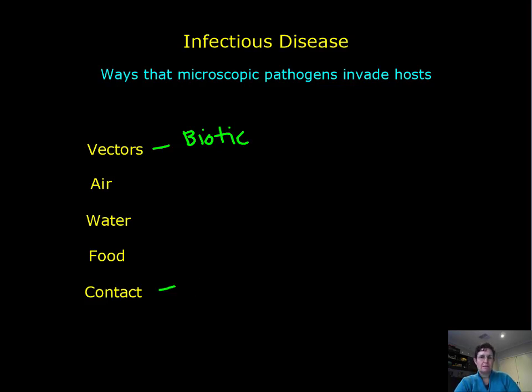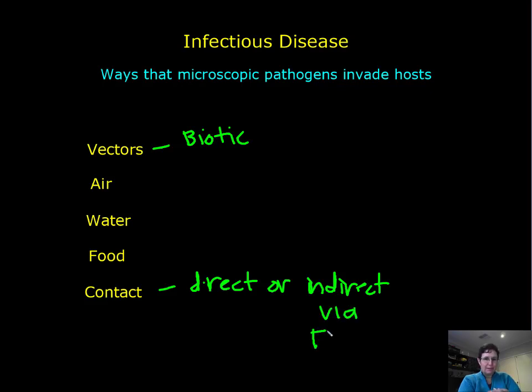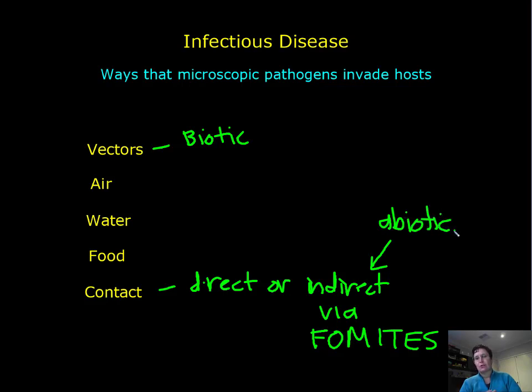Contact is your last mechanism for invading hosts, and it's quite a broad one because it comprises both direct and indirect contact. Direct contact is typically where you touch another person or you exchange bodily fluid. Sounds like fun. Indirect contact is through the use of something called a fomite. Now, a fomite is a non-living factor, so an abiotic factor that acts to transmit the pathogen.